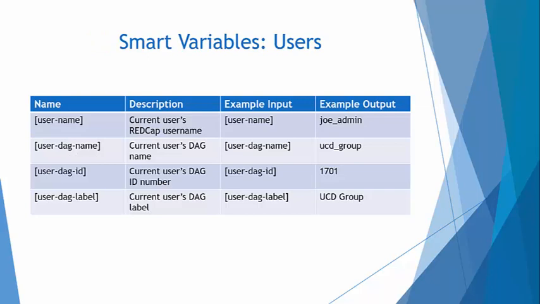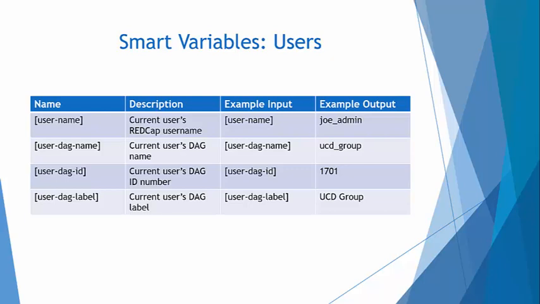Now we're going to go over the different smart variables that are currently available in REDCap. One important thing to note about the smart variable names is that they use a hyphen to connect words within them. Previously in REDCap, you may have been used to using underscores to fill in blanks where there are spaces, such as in a variable name or in an event name. Smart variables will always use the hyphen.